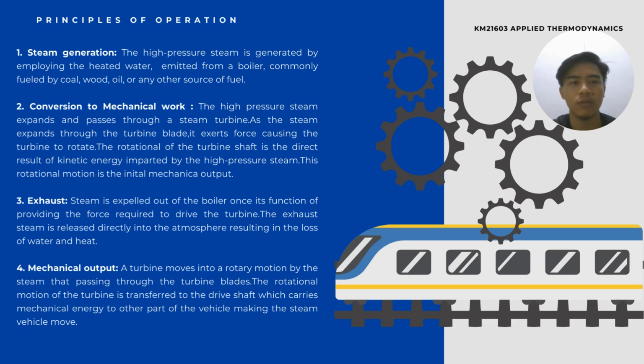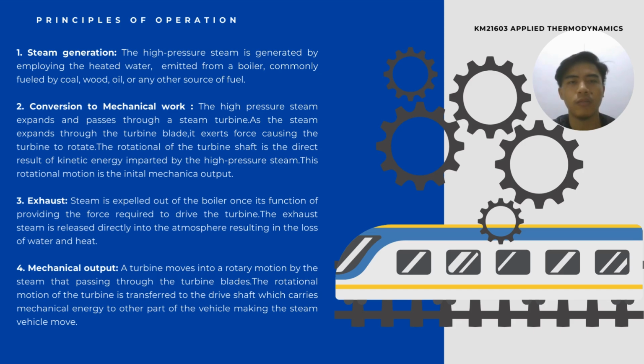Next is about the exhaust. The steam is expelled out of the boiler after its function of providing the force required to drive the turbine. The exhaust steam is released directly into the atmosphere, resulting in the loss of water and heat.